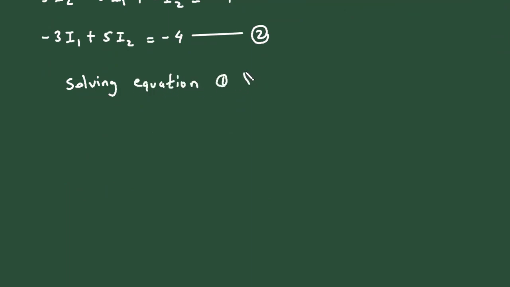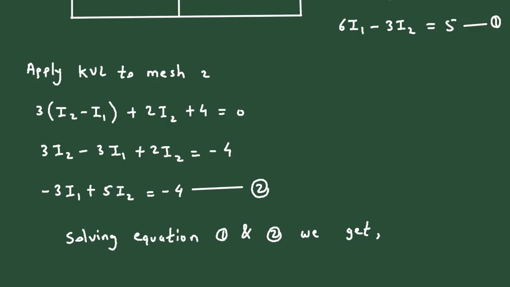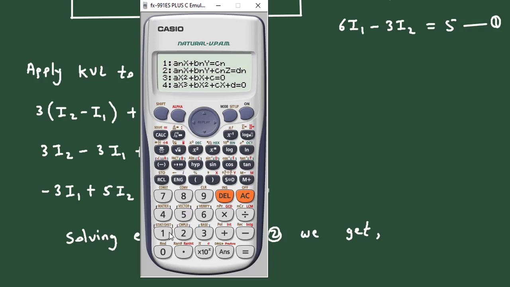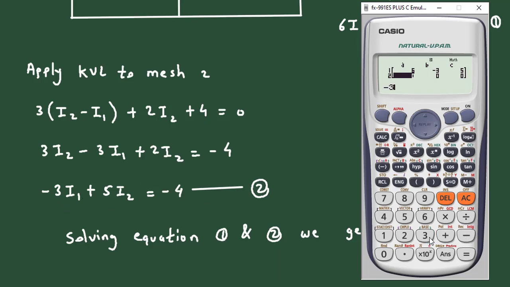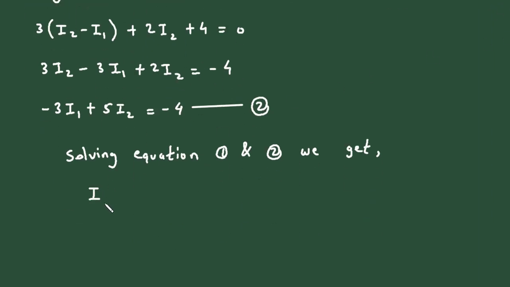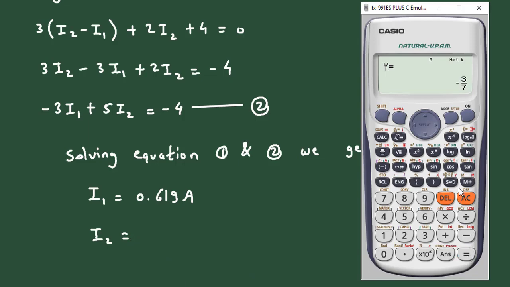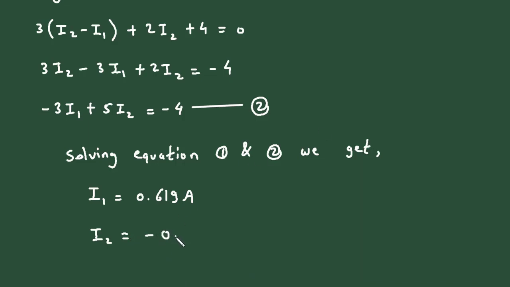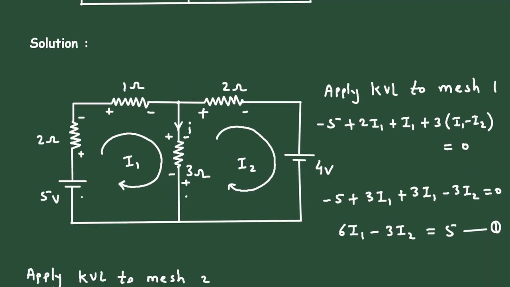equation 1 and 2, we will solve this in the calculator. So mode 5, then 1, so 6, then minus 3, then 5, then from equation number 2 this will be minus 3, 5, minus 4. So therefore I1 is equal to 0.619 ampere and I2 is equal to minus 0.428 ampere. But here in this question we have to find the value of current I.